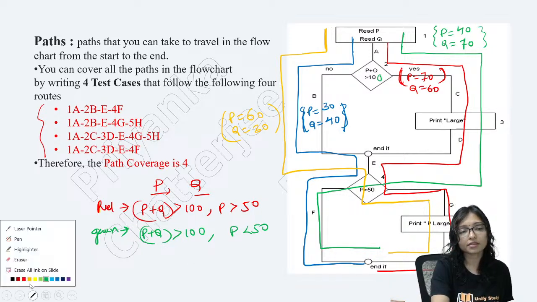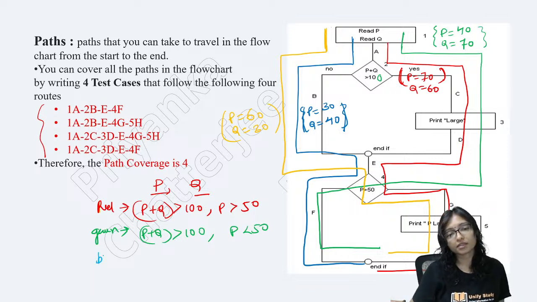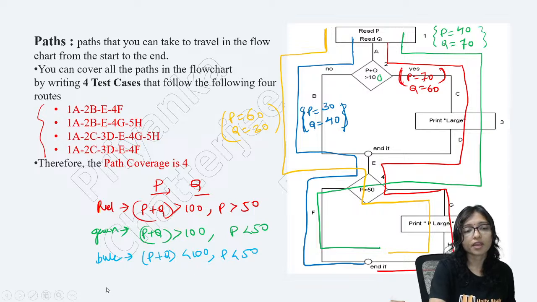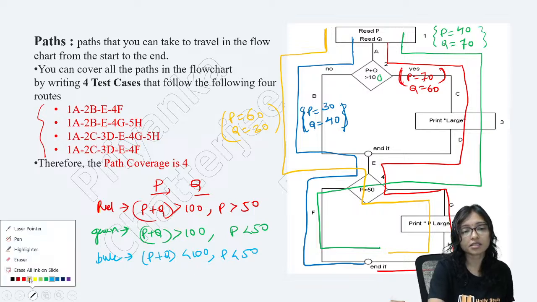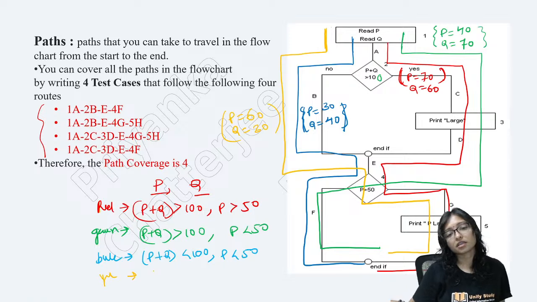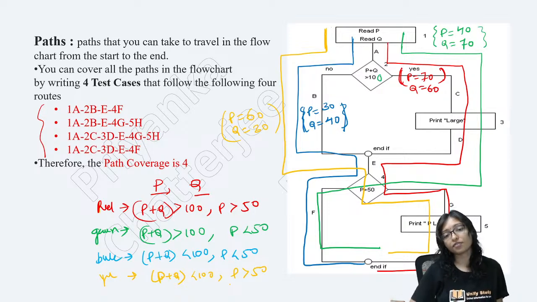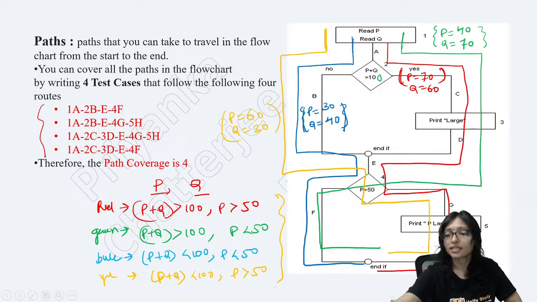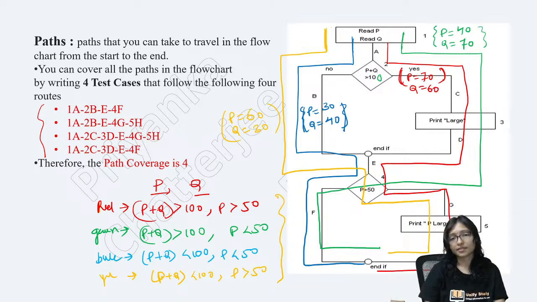What was my blue path? My blue path was P plus Q less than 100 and P less than 50. That was my blue path. And my yellow path was P plus Q less than 100 and P greater than 50. This is the way we have to think about the test cases, right? Then only I can cover all the paths.